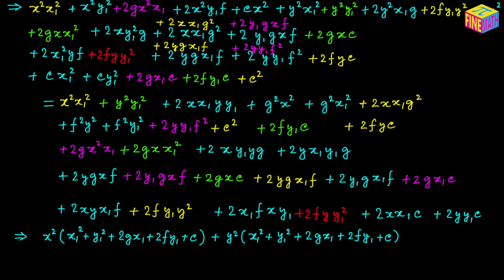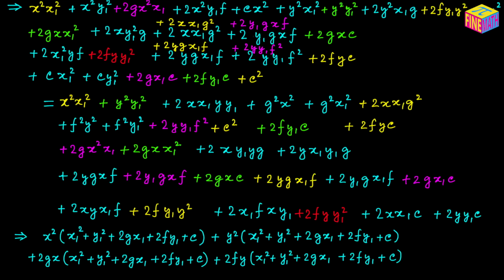And then if we look at the next 5 terms, there again we are going to see another nice pattern. We will have 2gx as a common factor, so we take the common factor out and the remaining terms are going to look like this within the parenthesis. And then if you look at the next 5 terms, there again we are going to see 2fy as a common factor, and if we take the common factor out, the remaining terms will look like this within the parenthesis.